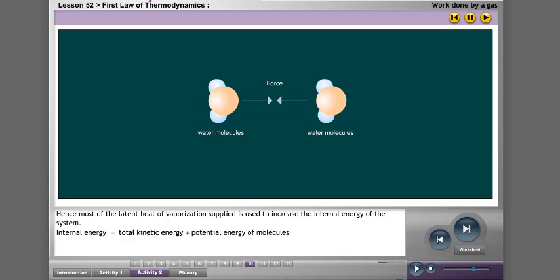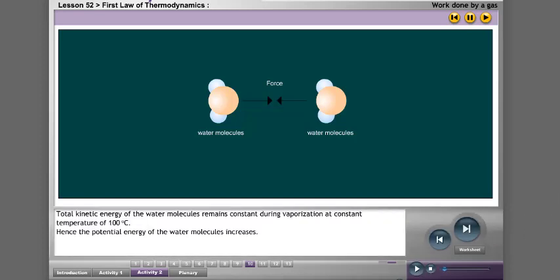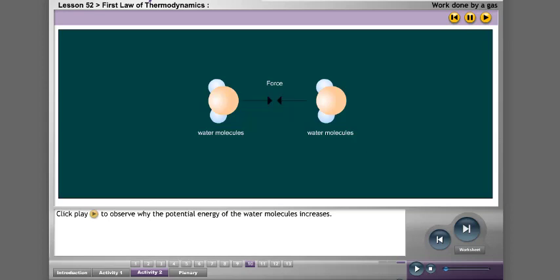Internal energy equals total kinetic energy plus potential energy of molecules. Total kinetic energy of the water molecules remains constant during vaporization at constant temperature of 100 degrees Celsius. Hence, the potential energy of the water molecules increases. Click the play button to observe why the potential energy of the water molecules increases.